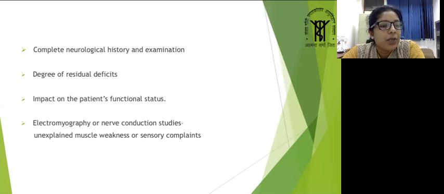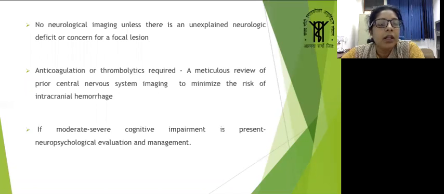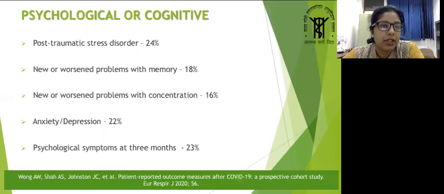If the patient has unexplained muscle weakness or sensory complaints, then electromyography or nerve conduction studies are needed. No neurological imaging should be done unless there is an unexplained neurological deficit or concern for a focal lesion. A meticulous review of prior CNS imaging should be undertaken for procedures that necessitate anticoagulation or thrombolytics in order to minimize the risk of intracranial hemorrhage. In case of moderate to severe cognitive impairment, neuropsychological evaluation and management should be done for these patients.